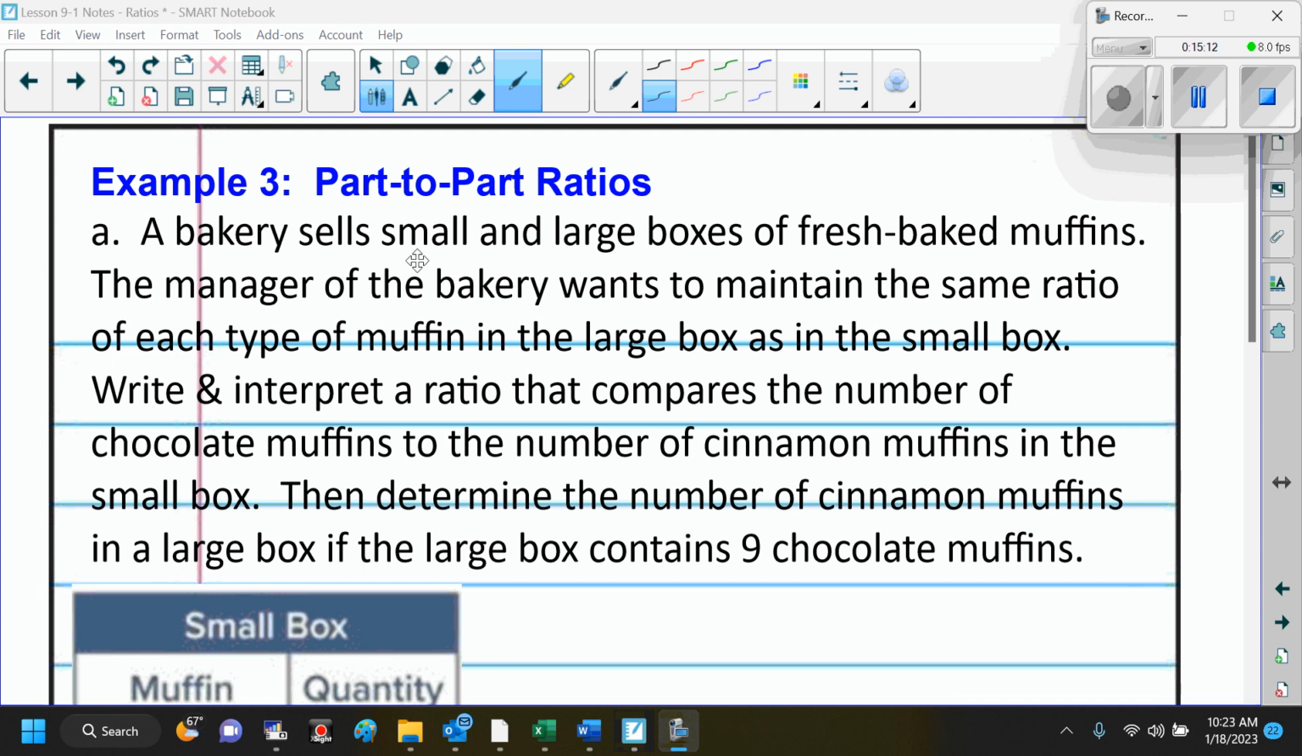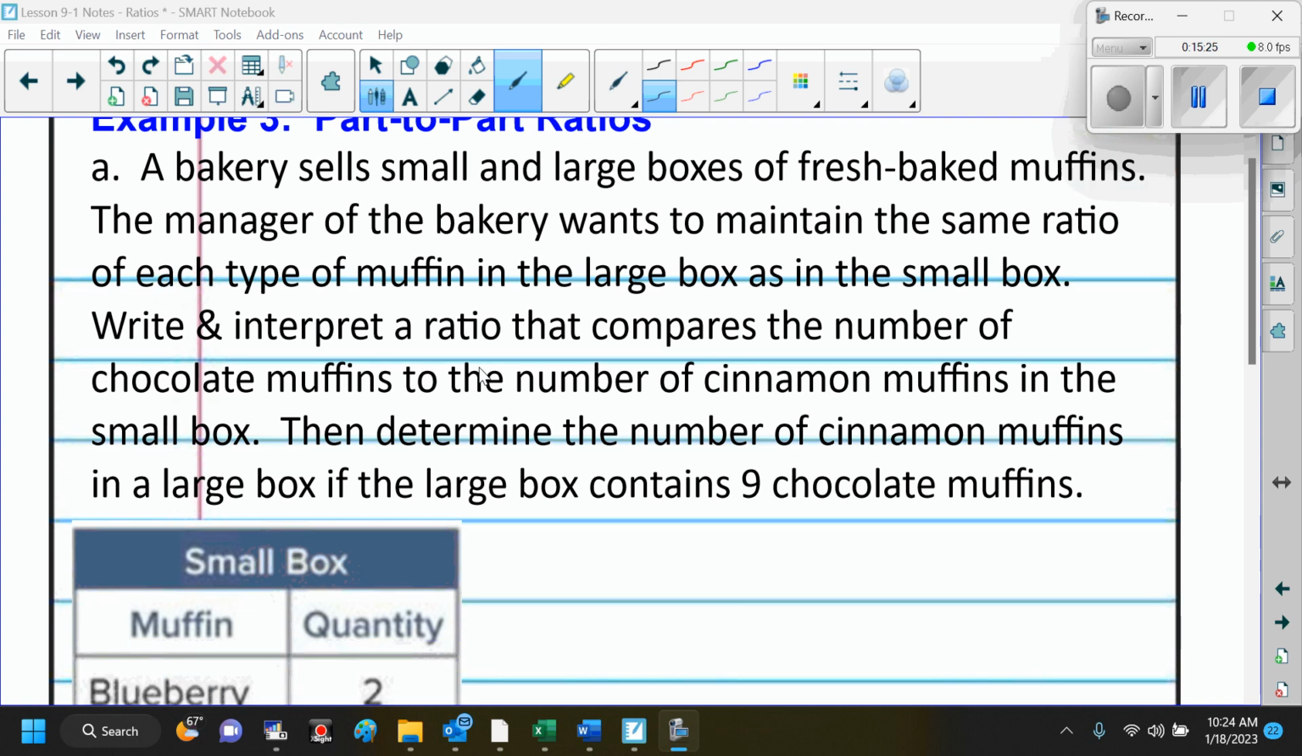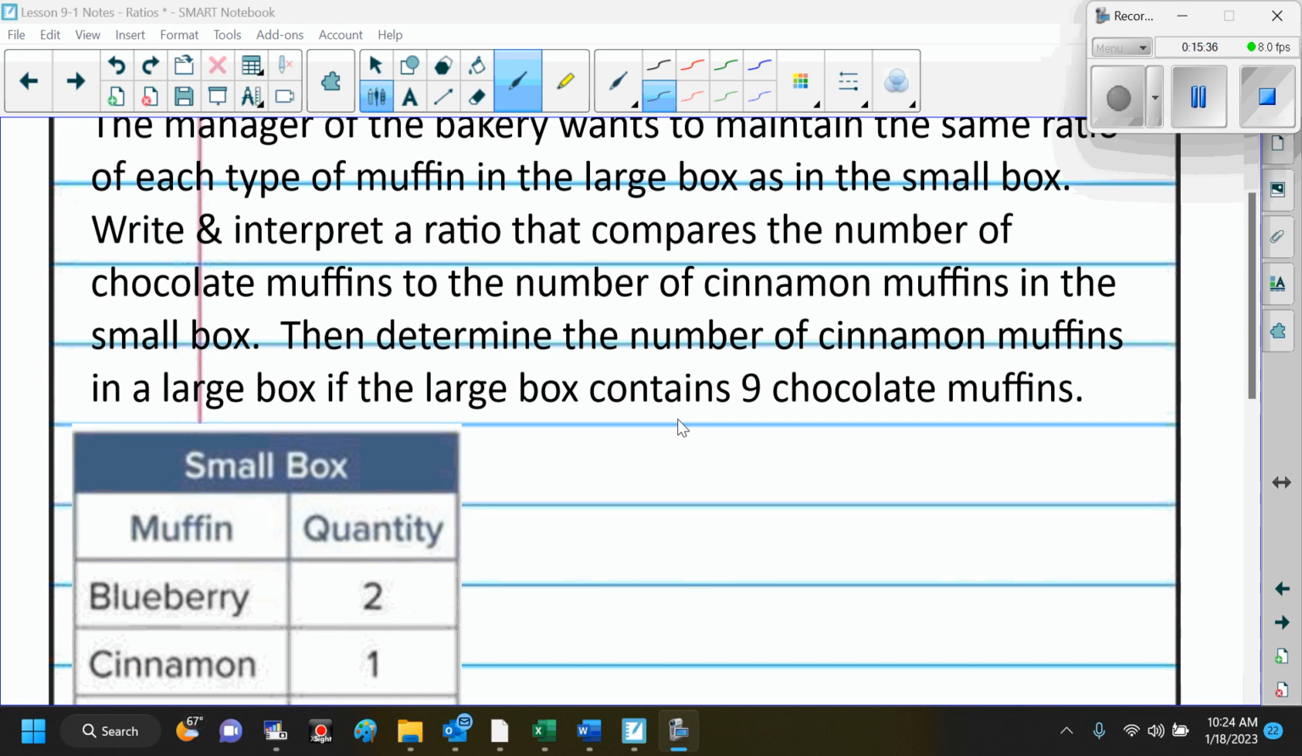It says a bakery sells small and large boxes of fresh baked muffins. The manager of the bakery wants to maintain the same ratio of each type of muffin in a large box as in the small box. Okay? We want to write and interpret a ratio that compares the number of chocolate muffins to the number of cinnamon muffins in the small box. Then we want to determine the number of cinnamon muffins in a large box if the large box contains 9 chocolate muffins. What are we comparing here?